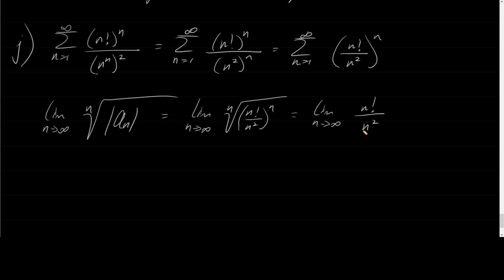In here, we have a quadratic. Up here, we have a factorial. Recall that factorials grow way faster than quadratics, right? In general, factorials grow even faster than exponentials, and exponentials clearly grow faster than quadratics. So we say that this would go to infinity. Now, infinity is bigger than 1, right? So what we say here is that this is divergent by the root test.